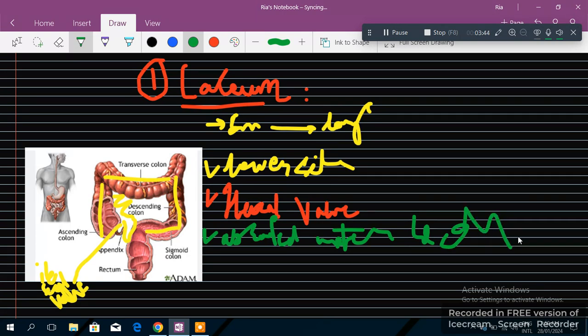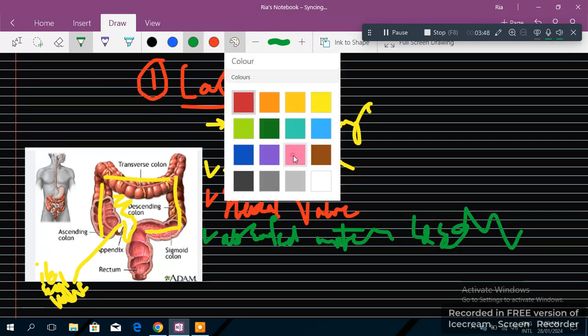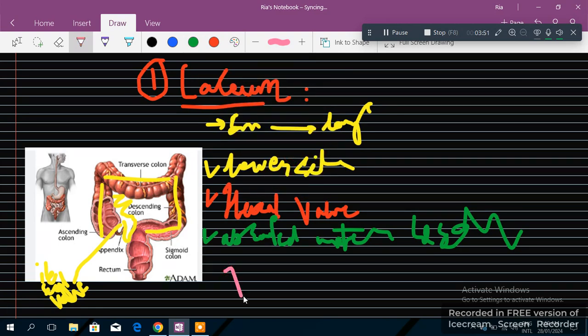And you will also see one blind opening. It's present like this in the structure. If this is the colon, here you will see one finger-like projection, and this is a blind tube. It means it has only one opening. It's a vestigial organ as well. So this could also be an important MCQ, and this part is known as the appendix.